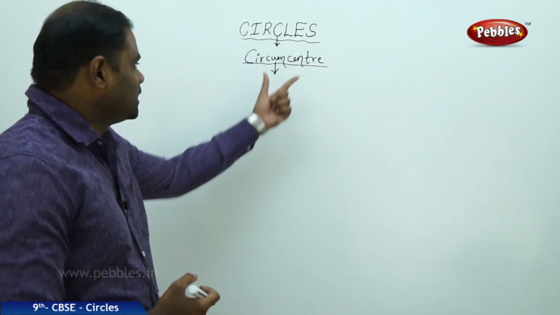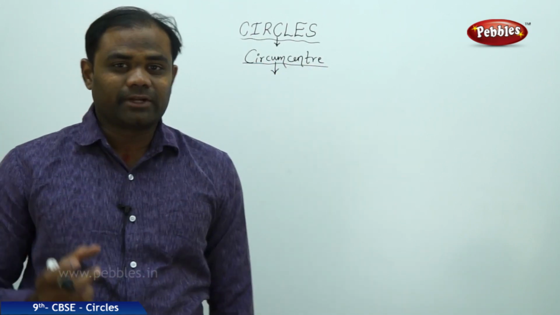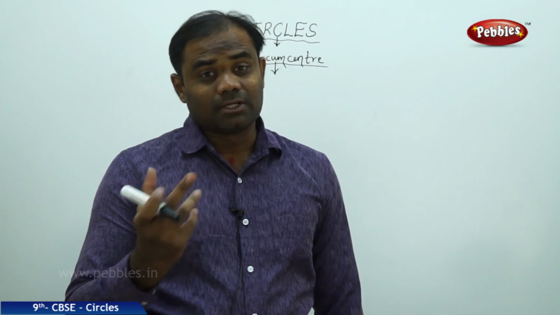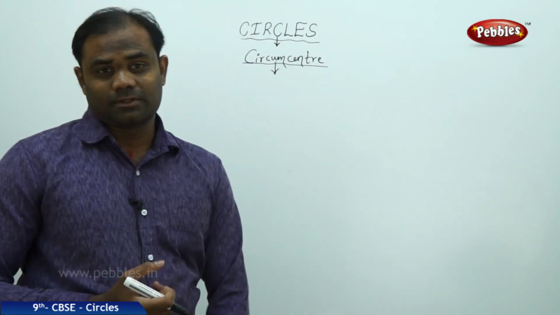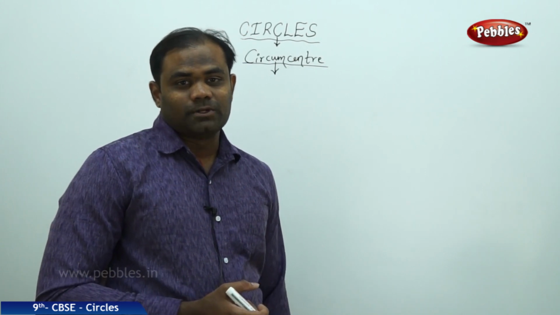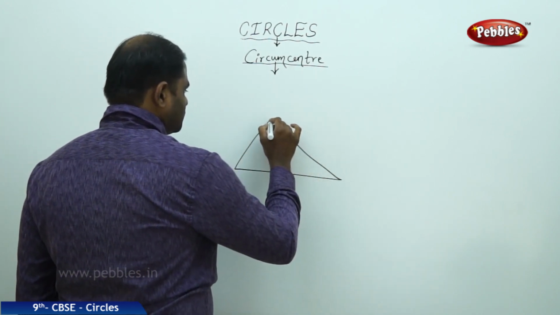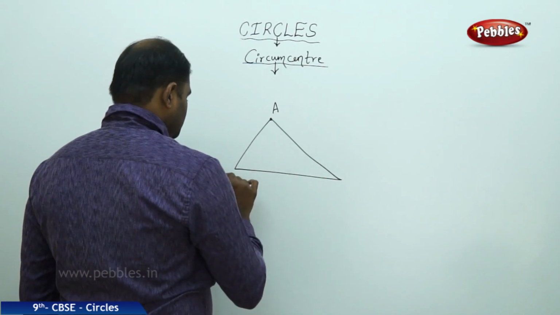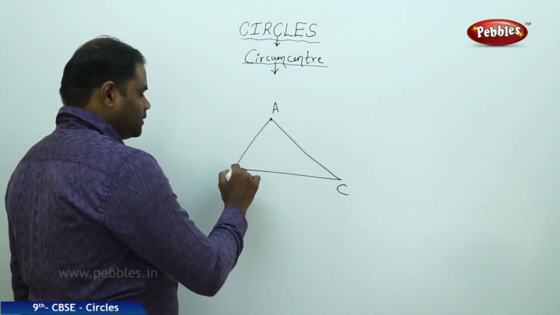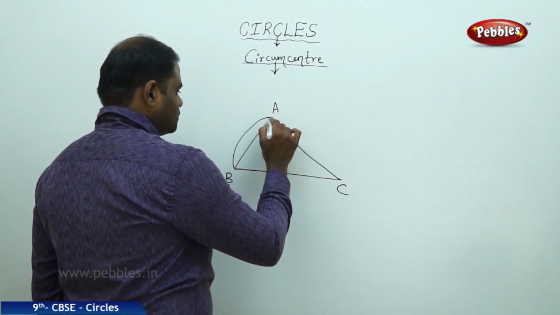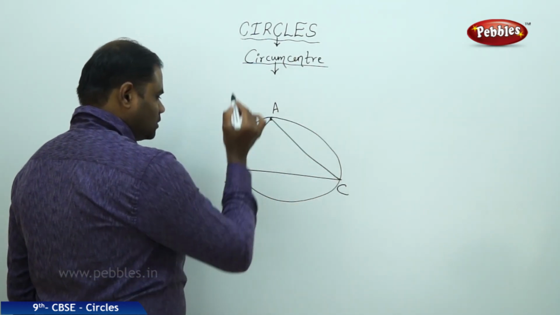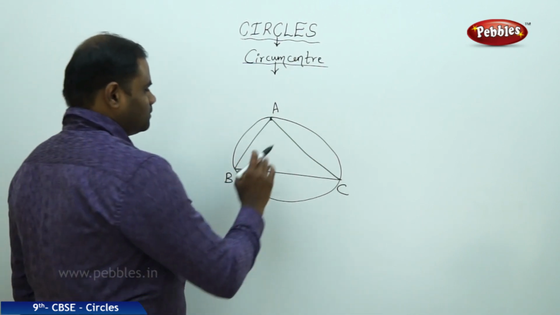What is a circumcenter? Here we have a center, which means we are talking about the center of the circle. So clearly the circumcircle is very much connected with the circumcenter. Let's take the circumcircle and understand the circumcenter for that particular circle. Let's take a triangle initially. Here I have a triangle A, B and C, and here I have a circle which passes through all three vertices of the triangle.